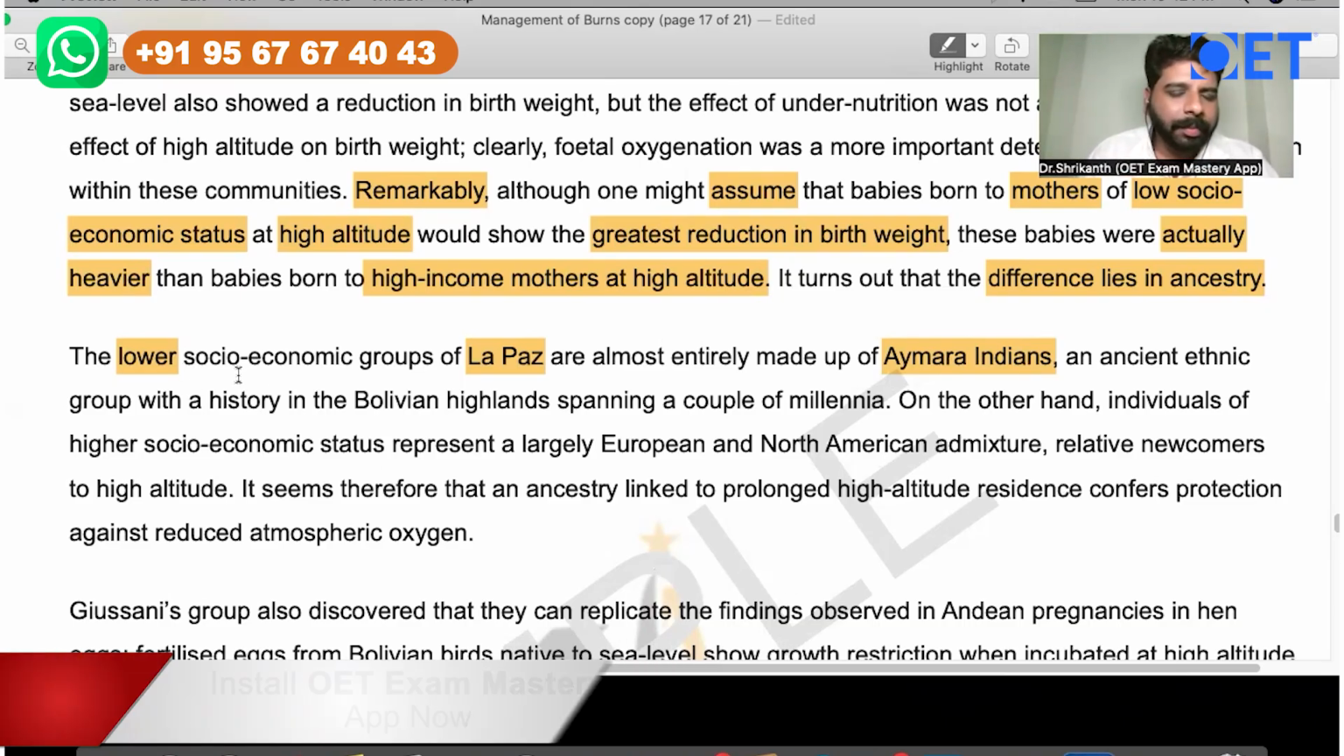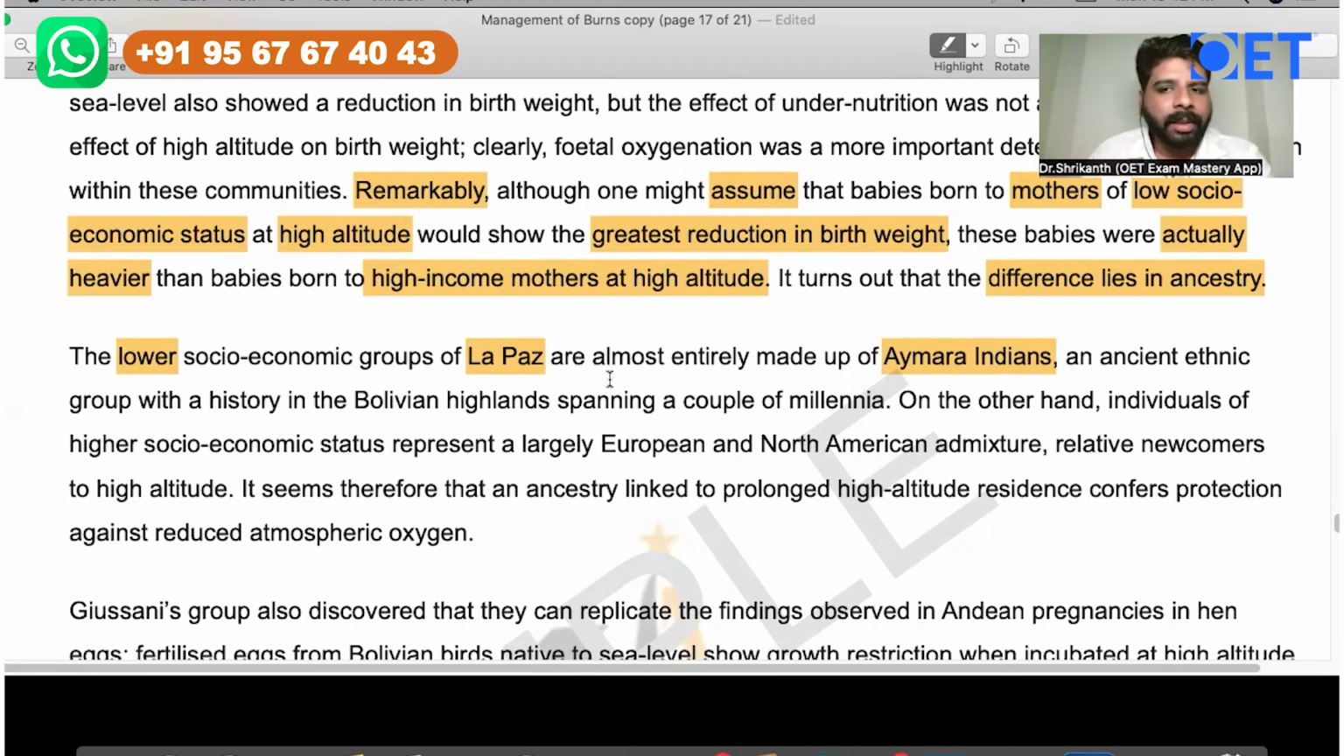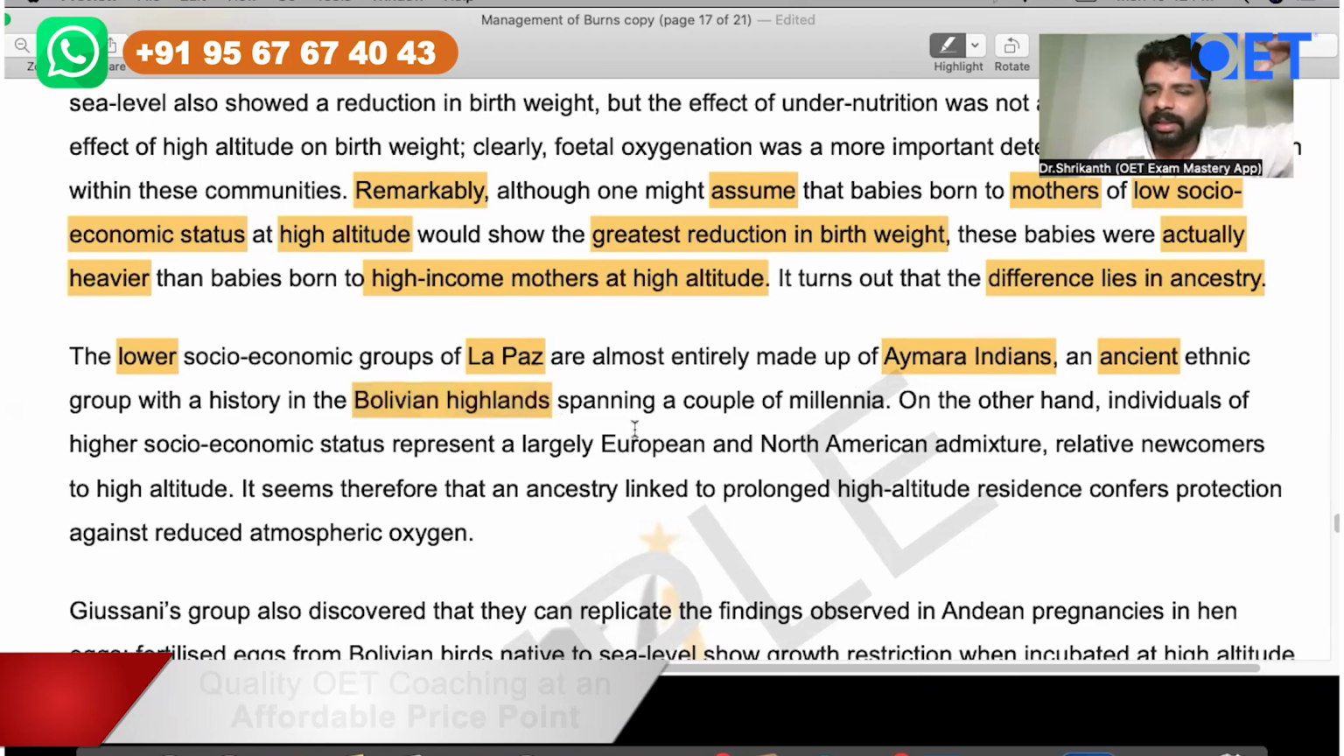Right, so the poor people of La Paz are actually made up of Aymara Indians, that is tribal people. Okay, so there is a place called Aymara. Most of the poor people living in La Paz are basically these tribal people called Aymara Indians. And these are an ancient ethnic group with a history in the Bolivian highlands. Highlands basically means the hill stations, spanning a couple of millennia.